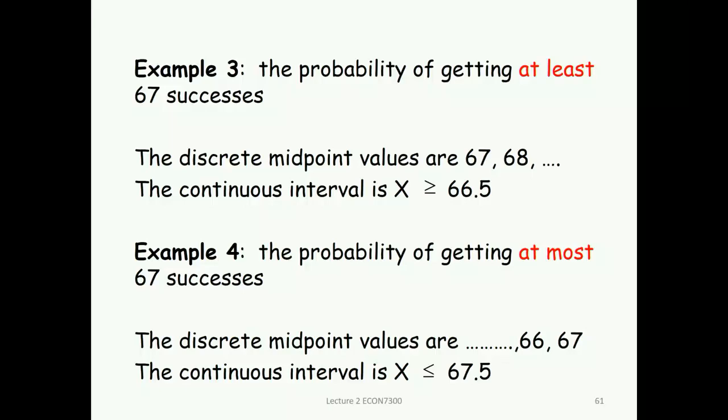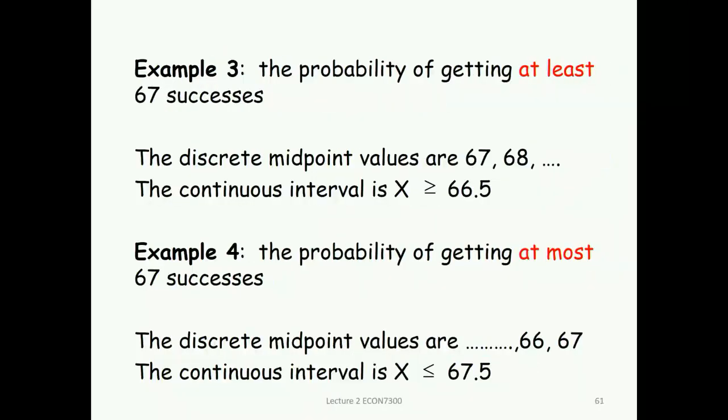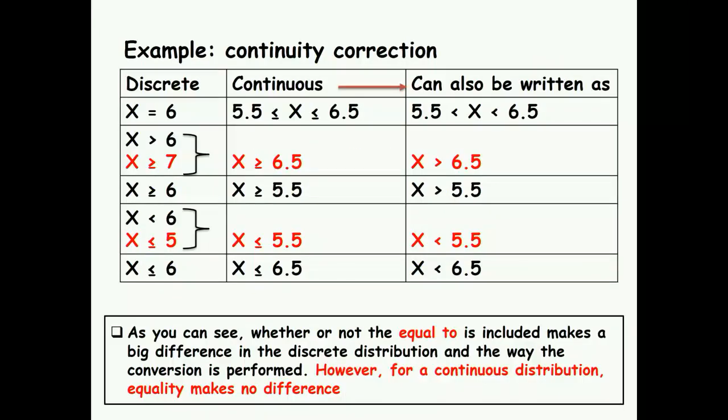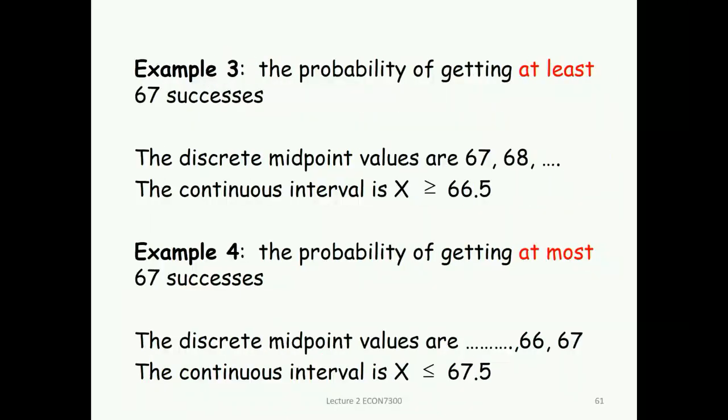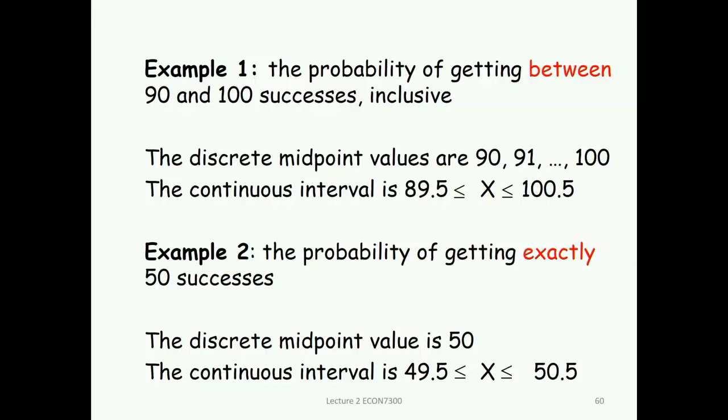At least 67. So all things are given here. At least 67 is the same thing as this one, so 66.5. At most 67, the maximum is 67, then you add 0.5, which means 67.5. So if you follow this one, it will be fine. So I will upload this one.